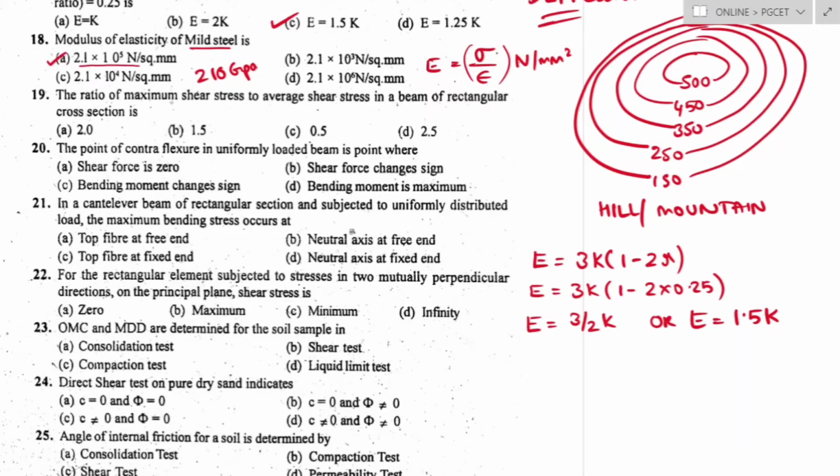The ratio of maximum shear stress to average shear stress in a beam of a rectangular cross section is. Option B is the right answer. The ratio of maximum shear stress to average shear stress of a rectangular beam is 1.5.